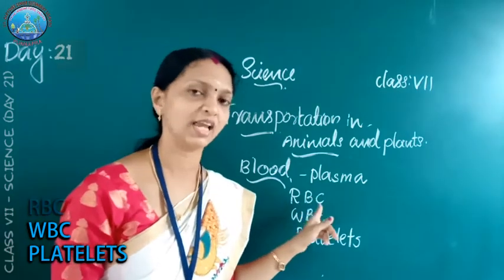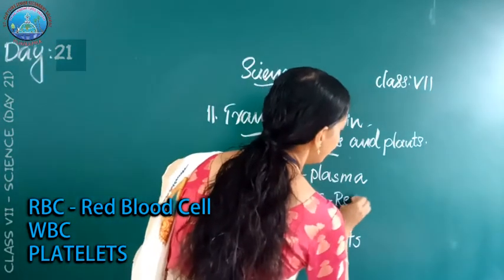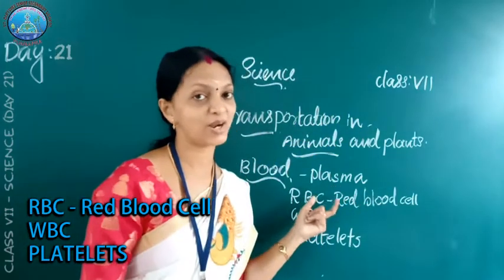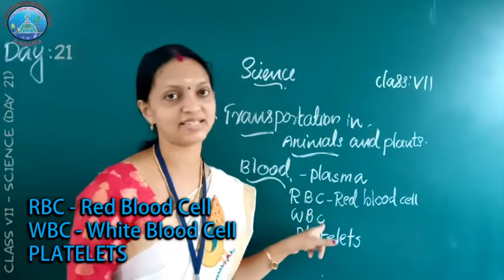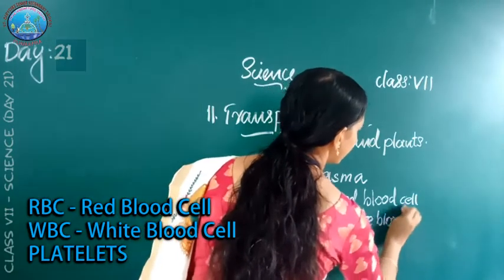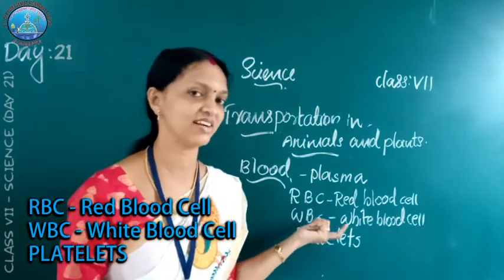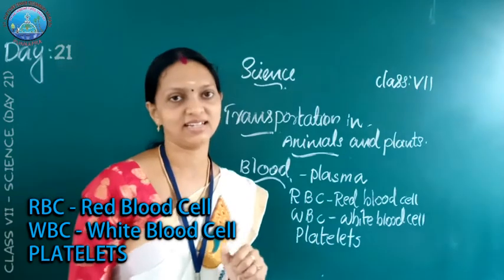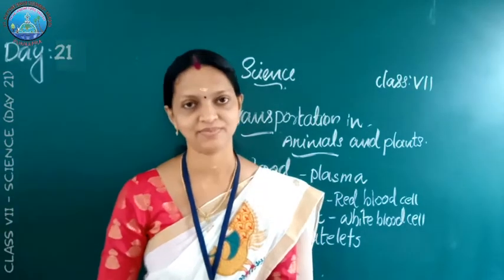First one RBC. RBC full form is red blood cell. In Malayalam, what do we say? ചുവന്ന രക്താണുക്കൾ. Red blood cell. Second one WBC. What is it? White blood cell, ശ്വേത രക്താണുക്കൾ. The last one platelet, the last component. And they carry certain functions in our blood.